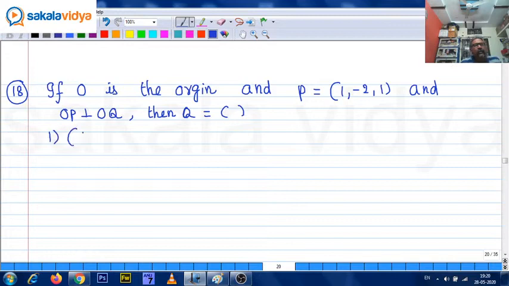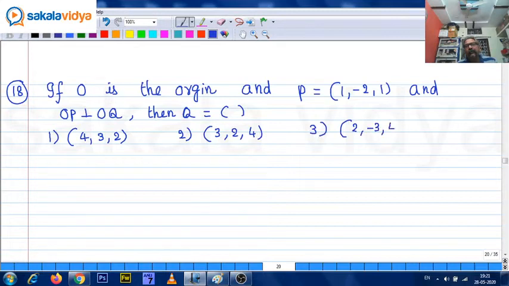First option 4 comma 3 comma 2, second option 3 comma 2 comma 4, third option 2 comma minus 3 comma 4, fourth option 1 comma minus 2 comma 3. Okay.